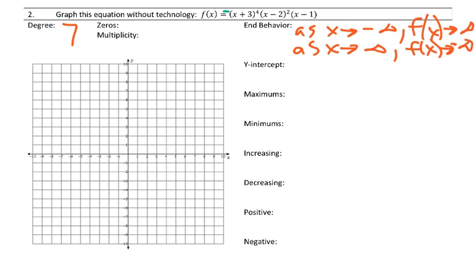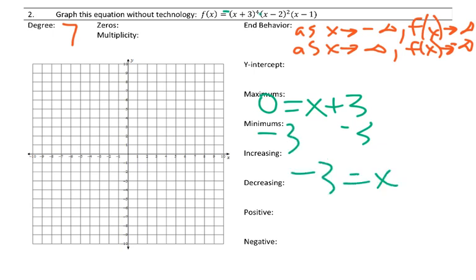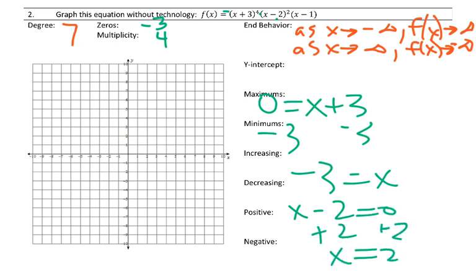Now we take a look at our zeros. Now these ones should be pretty easy to tell. X plus 3 would become negative 3. And it's got that 4, so we know it has a multiplicity of 4. Then this one, x minus 2 equals 0. We'd add 2, getting us x equals positive 2. So 2, and it has a multiplicity of 2. And then the last one, x minus 1. Hopefully you saw that you'd add 1, so it'd be x equals positive 1, and it's got a multiplicity of 1. So my zeros are negative 3, positive 2, positive 1.